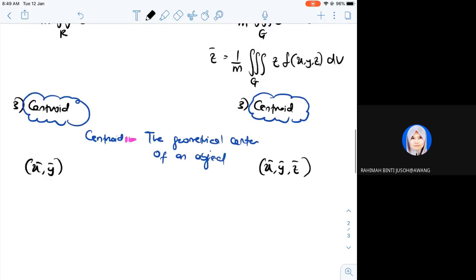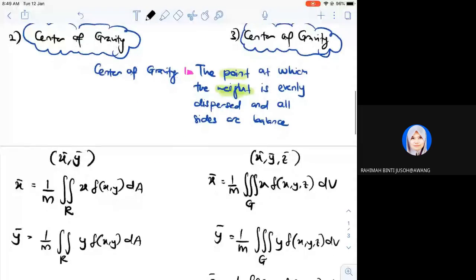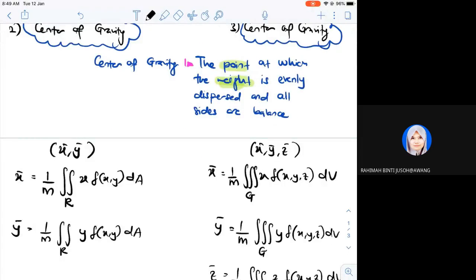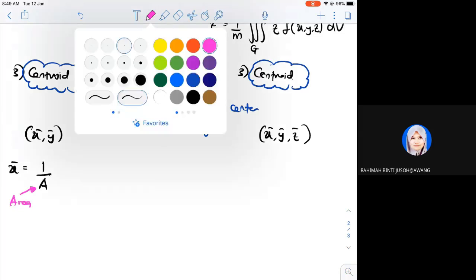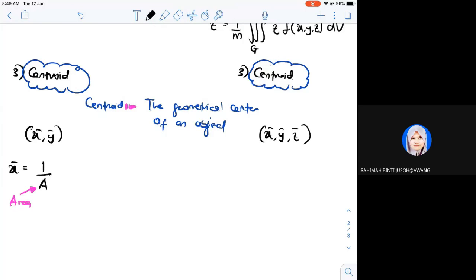It differs from center of gravity. Center of gravity must be related to mass, because its definition also involves weight. But now for centroid, okay guys, in 2D, X bar equals 1 over A. Okay, A means the area. So before you can calculate the X bar, in order to find the centroid, you have to calculate area.